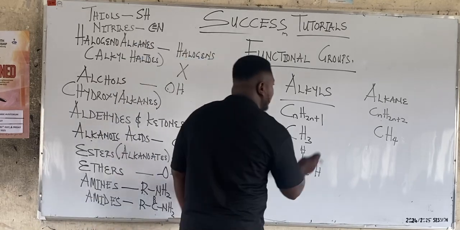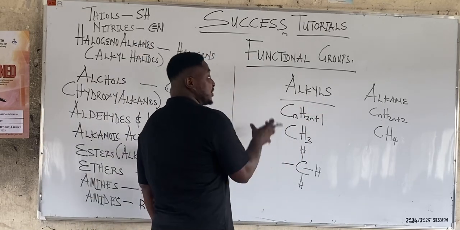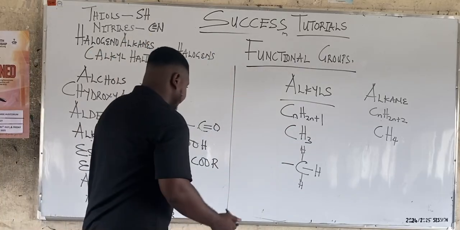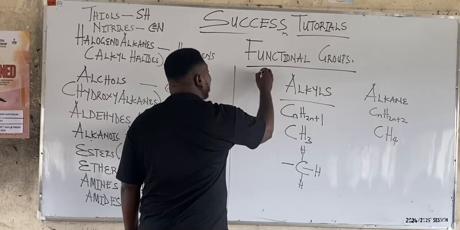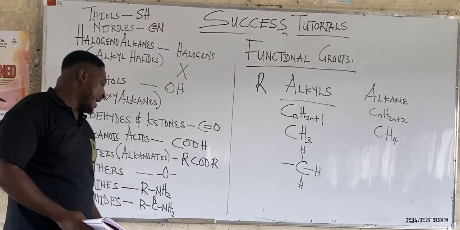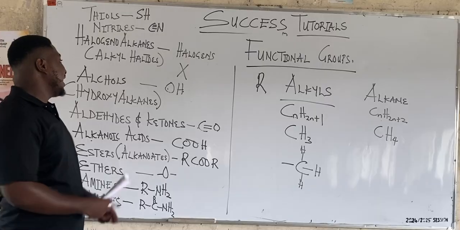For this class, as weak as the alkyl is, its weakness is also its strength. It is found across all families here. As a matter of fact, it is represented with the capital letter R. So anywhere you see R here, it is alkyl. Alkyl.